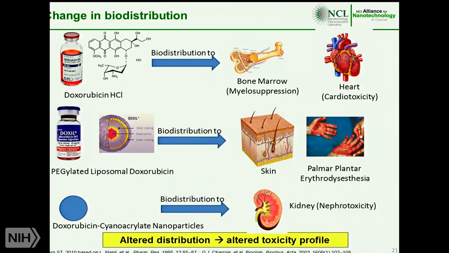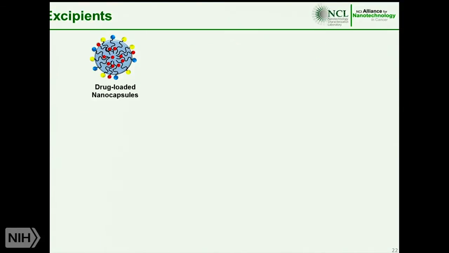Another example includes the same drug incorporated into a cyanoacrylate nanoparticle. Again, instead of the bone marrow and heart, this nanoparticle takes doxorubicin into the kidney. And as such, there is no cardiotoxicity, there is no myelosuppression issue, but there is nephrotoxicity. So it is very important to understand that when we use nanoparticles as drug carriers, a change in the drug carrier may result in altered distribution, which may change the toxicity profile of the drug.